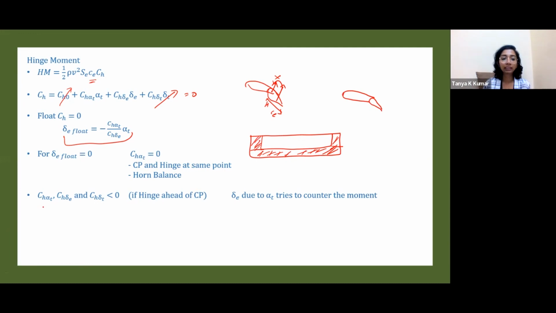And what we see here is CH alpha T, CH delta E, CH delta T, all these three quantities are less than 0, if the hinge is above the center of pressure, which is usually the case.